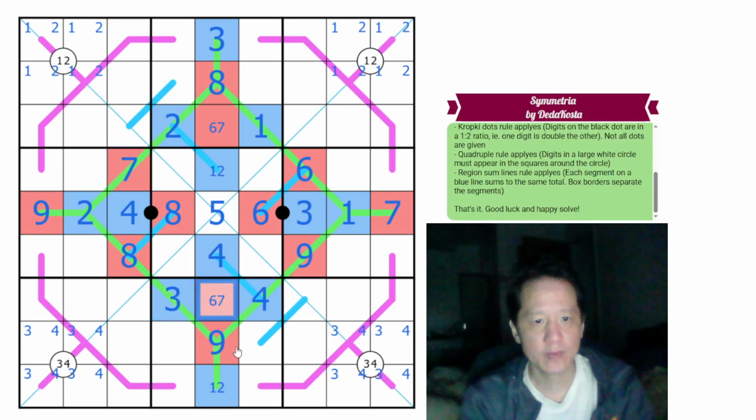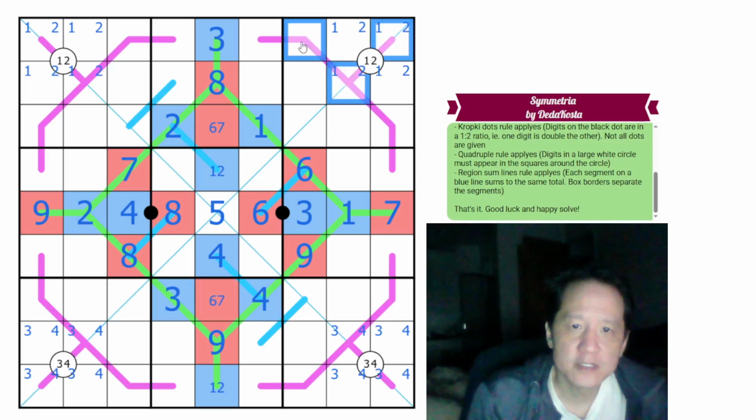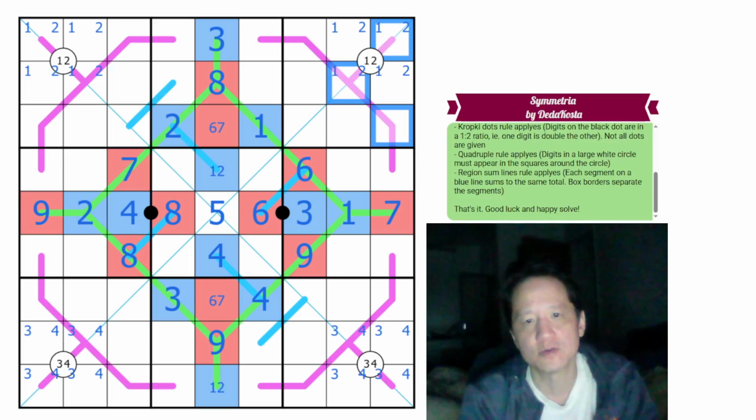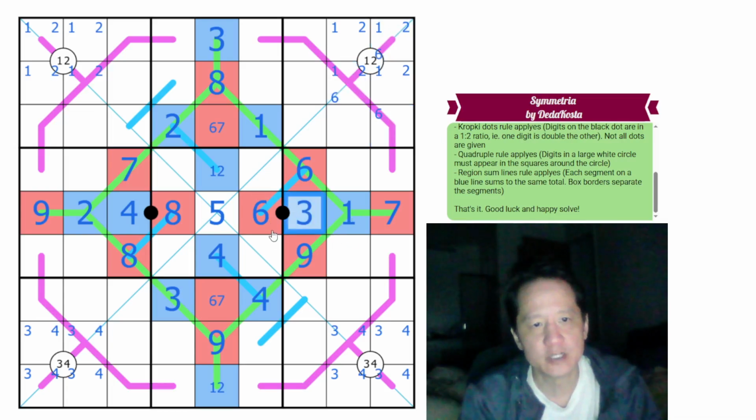Okay. What else do we know? Okay, these are 6-length Renban lines, which means there has to be a 4, a 5, and a 6 on these Renban lines. Well, neither of these could be a 6, and this can't be 6. So 6 has to be one of these three cells. We're not sure which. We just know it has to be one of those three.